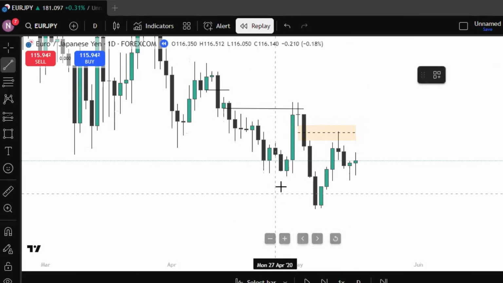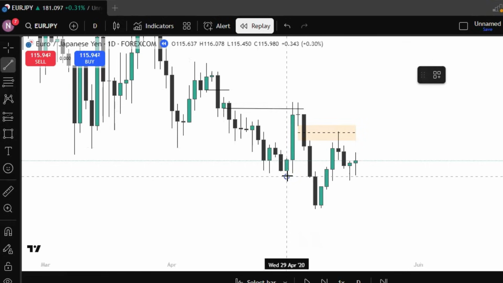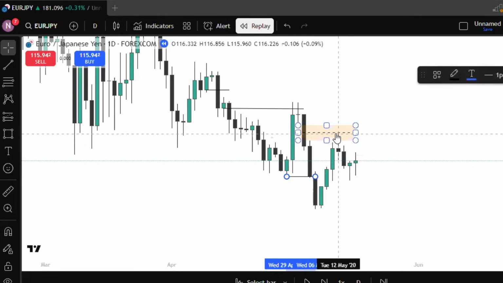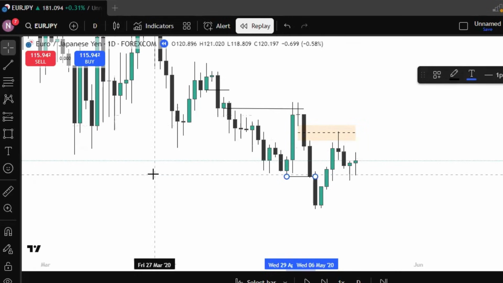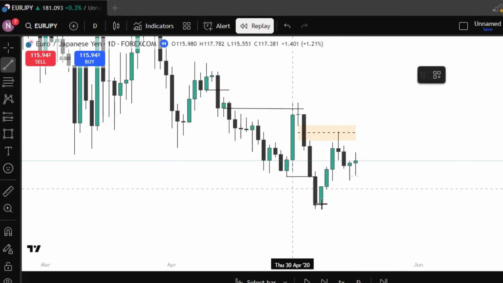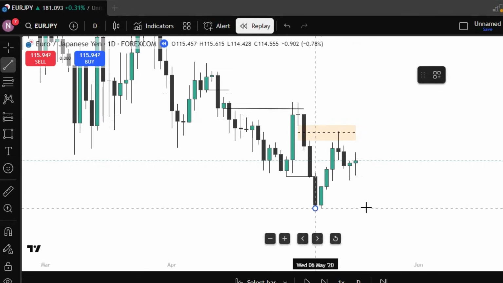You can clearly see that the market took this external range liquidity, and then it went for this internal range liquidity. Now that the market is reacting to this internal range liquidity, we want our next target to be this external range liquidity, right?